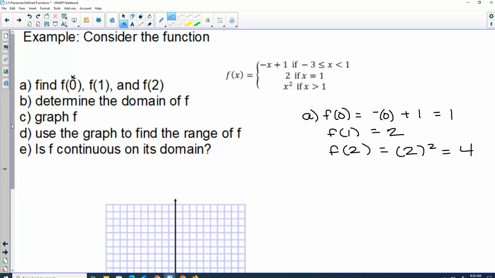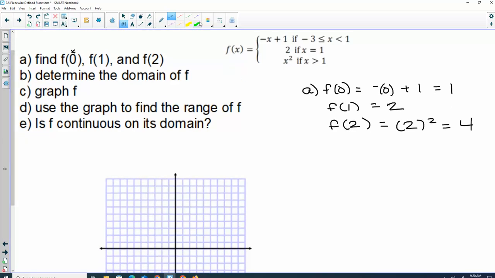Let's go ahead and graph it, and then we'll answer the rest of the questions from the graph. So we already said we would need 3 pieces. So the first one.